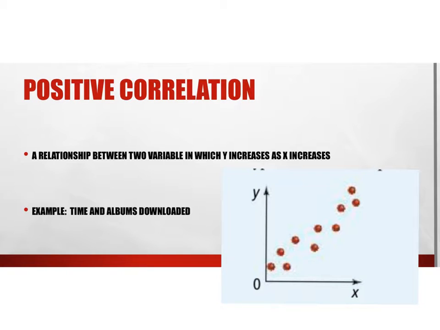What is important, though, is something called correlation. You can think of it as a connection between them, or the fact that they're related. So positive correlation, remember positive, negative slope, how positive slope goes up, left to right? Well, positive correlation goes up, left to right. It's a relationship between two variables in which y increases as x increases. This one is time and albums downloaded, right? But again, notice here, as x increases, so does y.